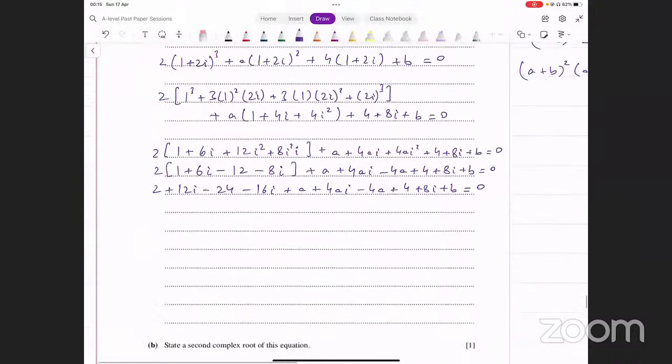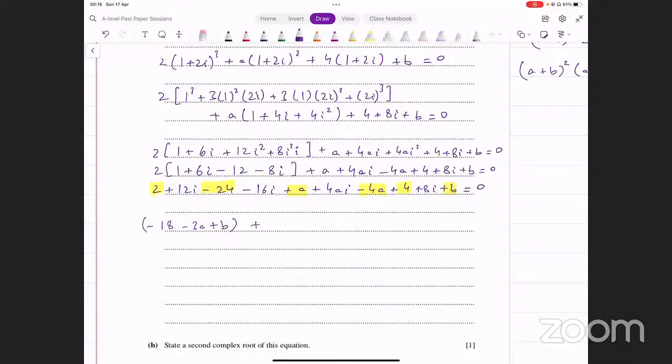अब यहाँ पे हम देखते हैं constants क्या आ रहे हैं. 2 minus 24, that's -22 and 4, that's going to be -18. अच्छा, एक तो -18 आ गया. बाकी रियल टर्म्स कौन सी आ रही हैं, इसमें आयोटा नहीं है. We've got a here, we've got -4a here, that's -3a and this b, so we've got -3a plus b. ये रियल टर्म्स आ गई.